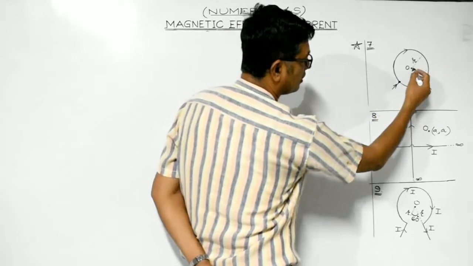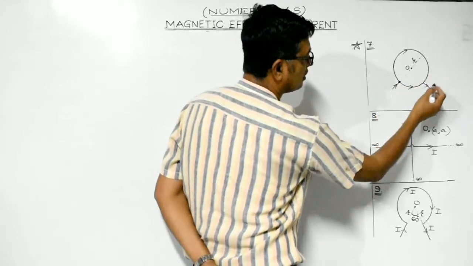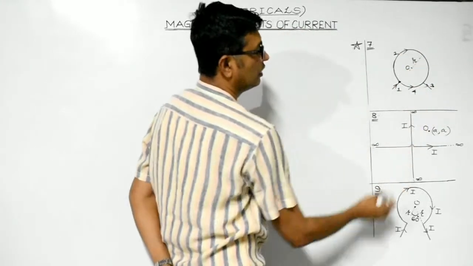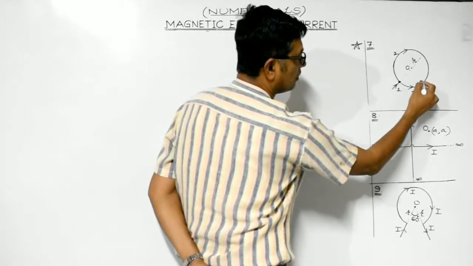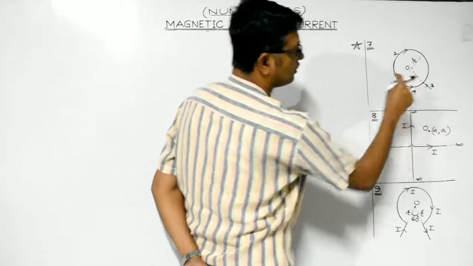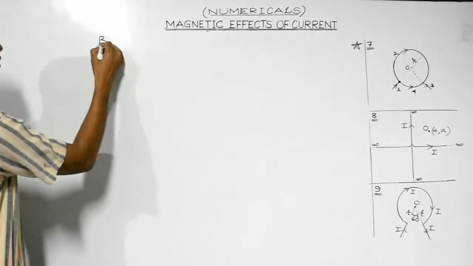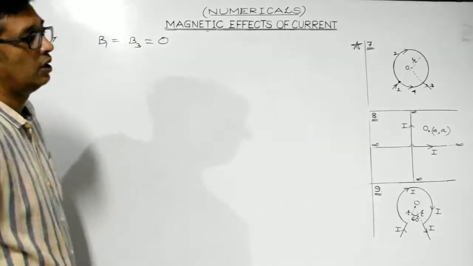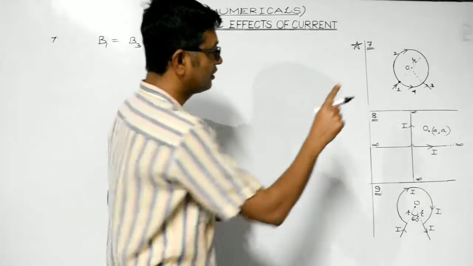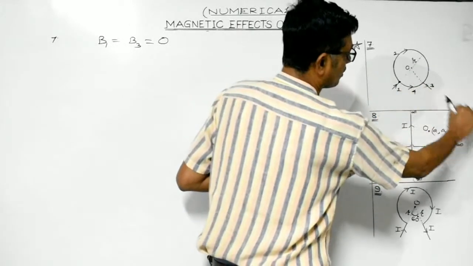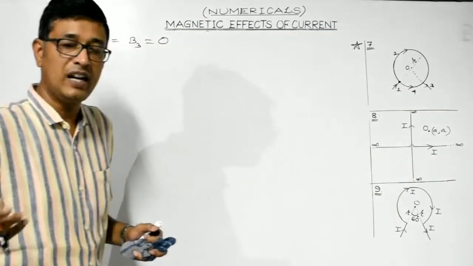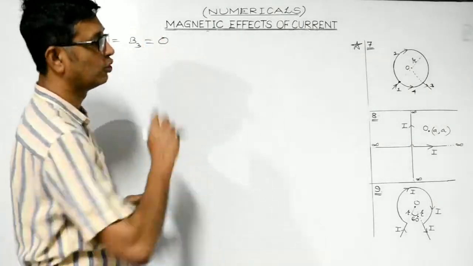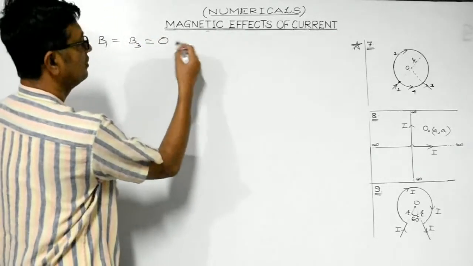This is a straight conductor. The point O is lying on the axis of this conductor. This is 1, this is 2, this is 3 and this is 4. These two parts, the straight ones, point O lies on the axis of these straight parts, right? So B1 is equal to B3 is equal to 0. Point O lies on the axis of this straight portion, right? So as a result, the magnetic field at a point on the axis of a straight conductor is always 0. So B1 equals B3, both equal to 0. Now consider B2.